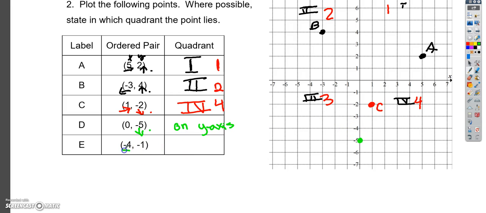-4, -1, left 4, down 1, put a dot. So 1, 2, 3, 4 to the left, down 1, put a dot. That's E. And that would be in quadrant 3.